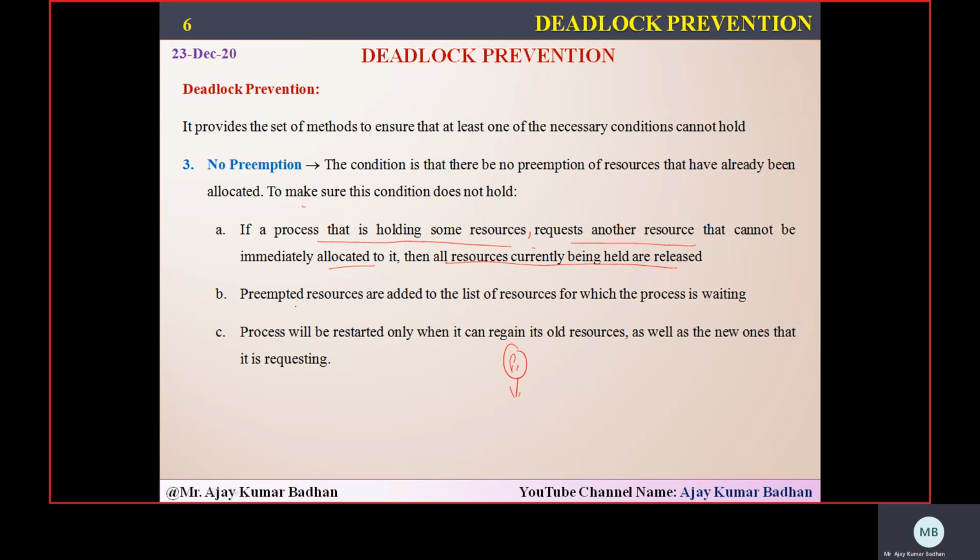Now the preempted resource means we have simply preempted it. What is the condition here? No preemption should be done. But what we are doing is preempting. That is the protocol. So we are removing that particular condition, and if we remove that condition, there will not be any kind of deadlock. That is what we are doing exactly here. Preempted resources will be added to the list of resources for which the process is waiting. So P1 is waiting for R2, and along with that, we will add R1 also. The process will be restarted only when it regains its old resources as well as the new one.